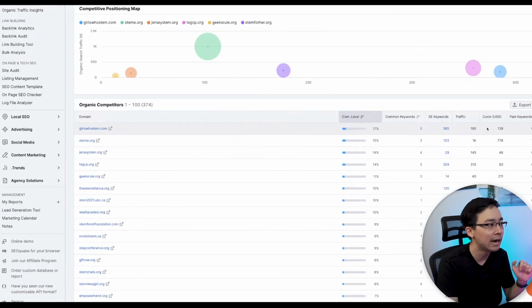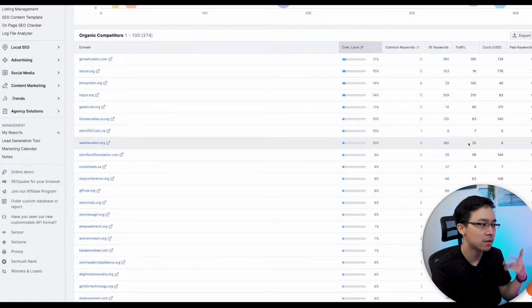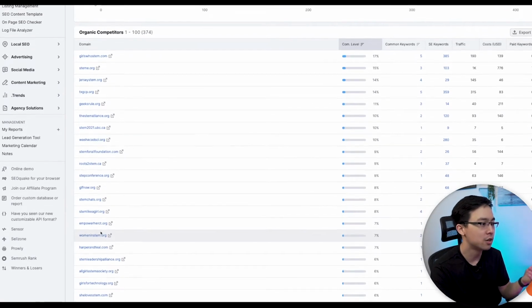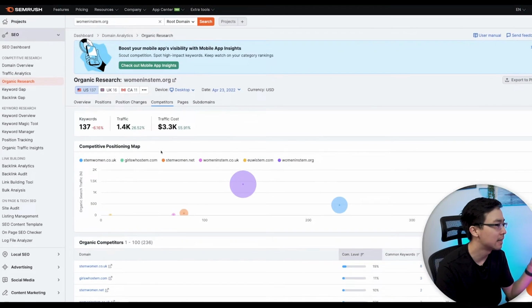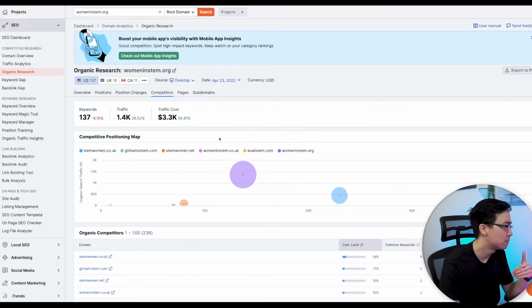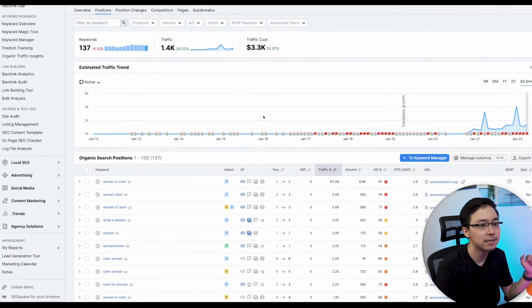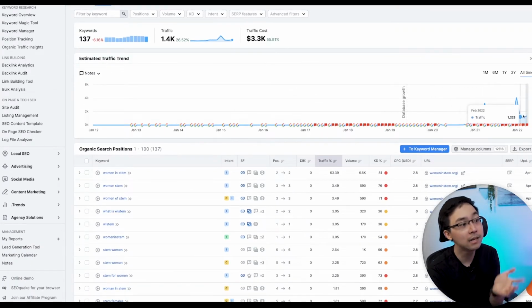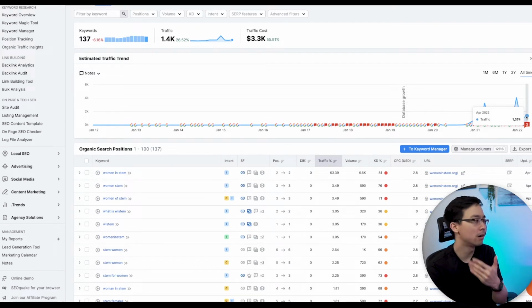what you can do is you can actually also go back into the competitor section and you can look for some of the folks that might have a larger amount of traffic, like I have this guy, which is womeninstem.org. If I click into that, I can see that the organic traffic is 1.4K, which is greater than the original website that I'm looking at. And then what I can do is I can go to the position section and I can see how in this situation, this is the complete opposite of the chart of the site that I'm looking at in that it's going up and to the right.